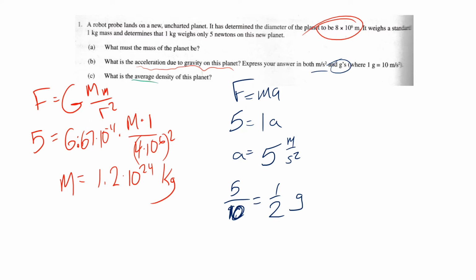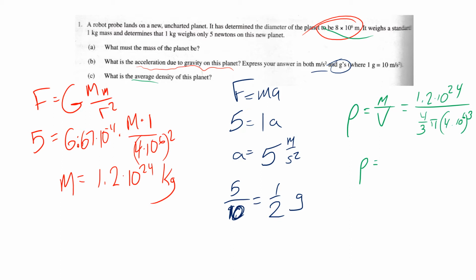What is the average density of the planet? Density is equal to mass divided by volume. Well, we know the mass. The mass is 1.2 times 10 to the 24. The volume is going to be the volume of a sphere, so we're going to have 4/3 pi r cubed. What's the radius going to be? The radius is going to be half of the diameter one more time, so 4 times 10 to the 6. Bada bing, bada boom. Your density is going to equal about 4,474 kilograms per meter cubed.